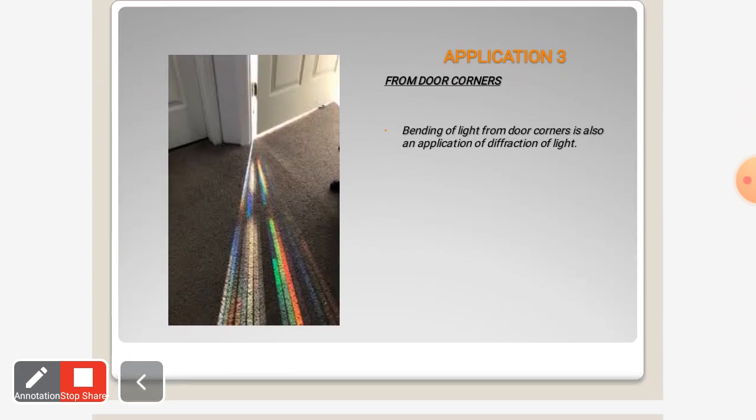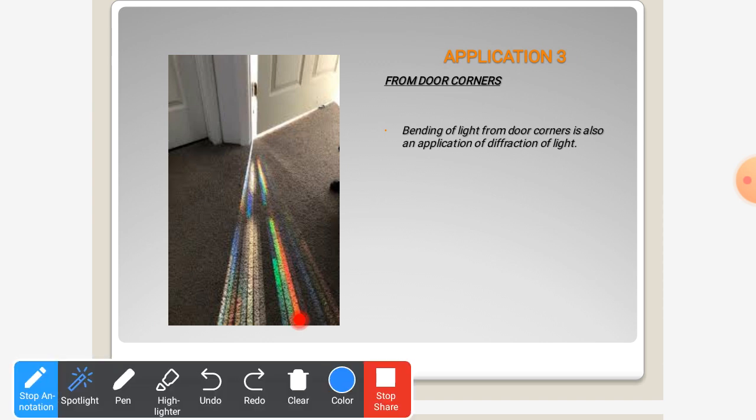Number three, door corners. You can see bending of light from door corners here like this, as we have seen in the definition before.